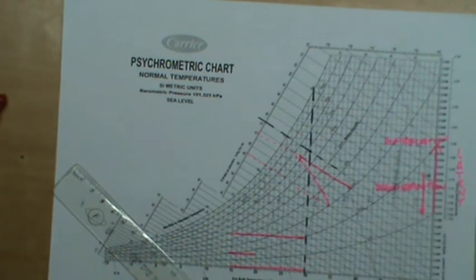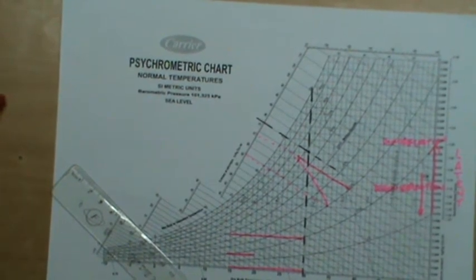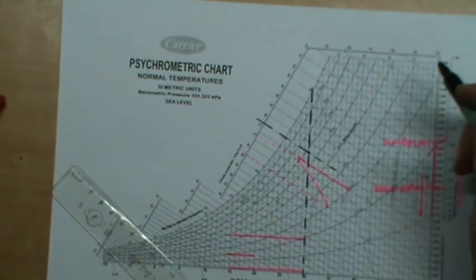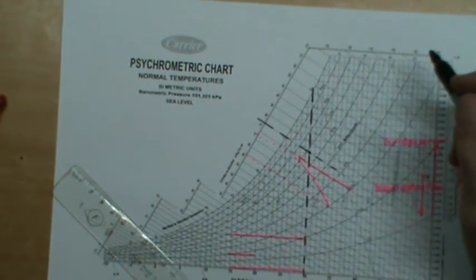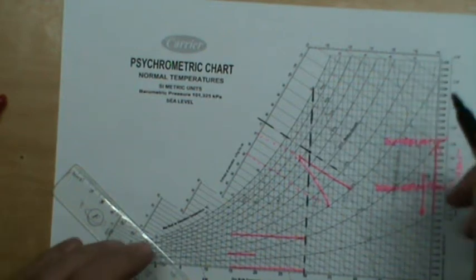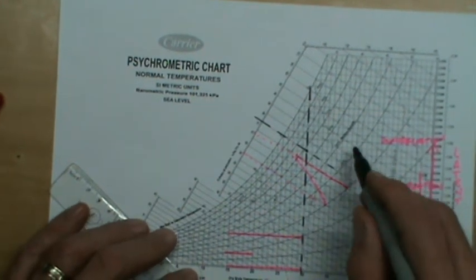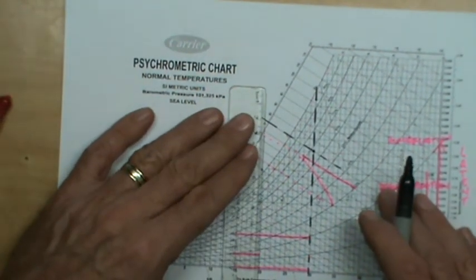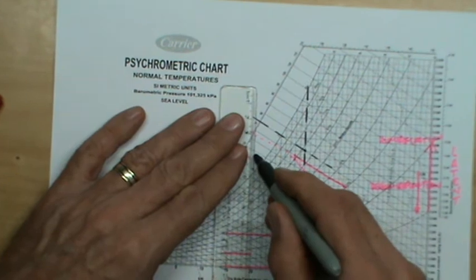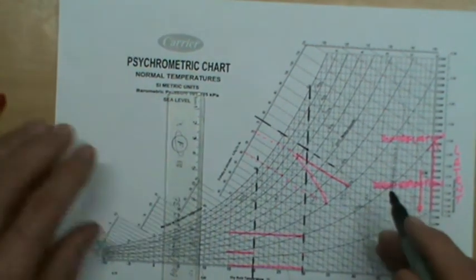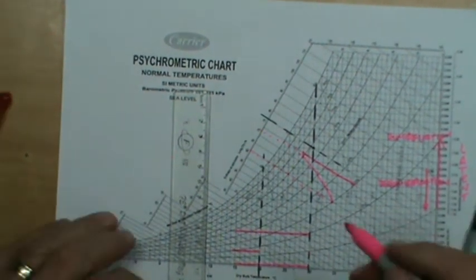Now, if I had to say that I want to cool down to 20 degrees and 50% relative humidity. So I want to come from, here's 20 degrees. And there is 50% relative humidity.